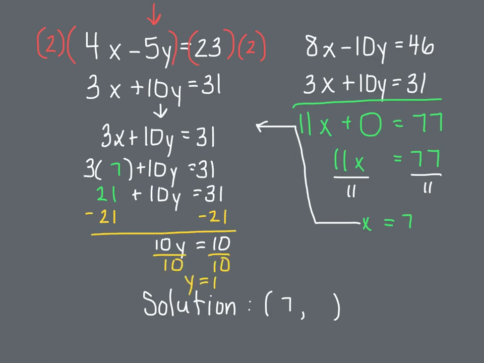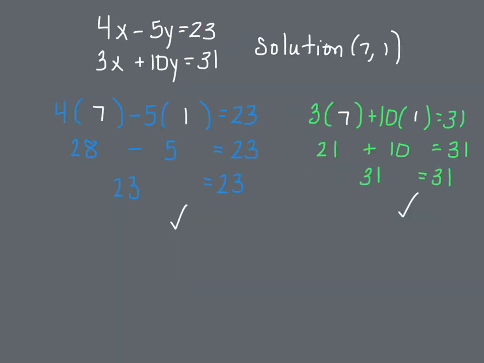And I find that y equals 1. So the point of intersection for this system of equations should be the point 7, 1. And I can confirm this by substituting x as 7, y as 1 into both equations and seeing that the left side equals the right side. So the solution is 7, 1.